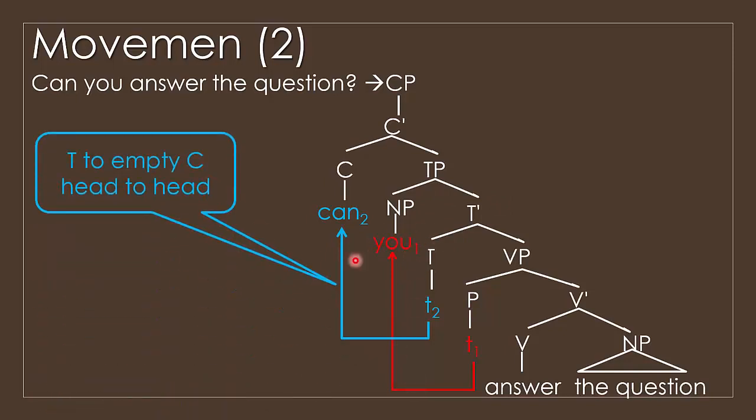And then the second, we have the movement of "can" from the T position to the C position, because of the requirement that in a verbal question we need to have an inversion. So the inversion is that "can" is placed before the subject "you". Now let's move to the next question.